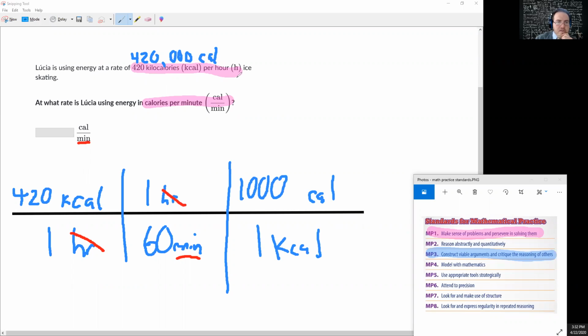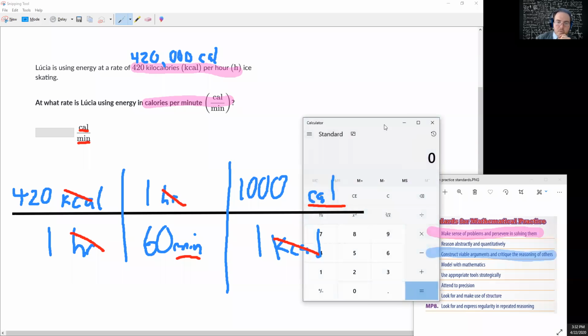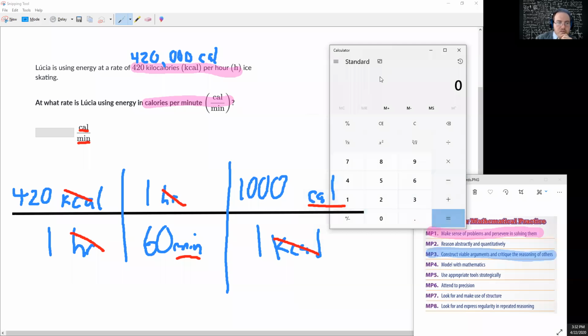So units are going to cancel out here and here. So I'm left with calories on top and minutes on bottom. Okay. Well, let's see what happens. Something tells me it's going to be an outstanding number, but we'll find out. All right, so let's do 420 divided by 60 times 1,000. 7,000 calories a minute. Sure, that's possible.